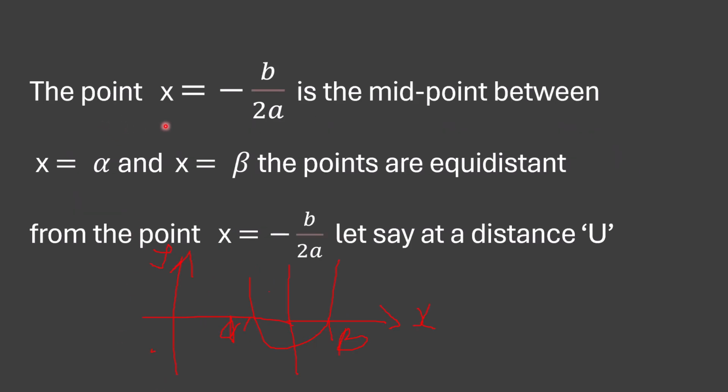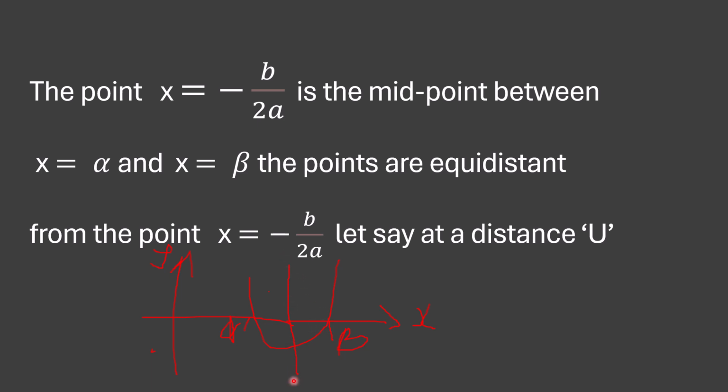Now let's consider three points. The first point is the axis of symmetry, x equals minus b over 2a. The next point on the left hand side, x equals alpha, and on our right hand side, x equals beta. Alpha is at a distance u from the axis of symmetry, and from the axis to beta is also u.